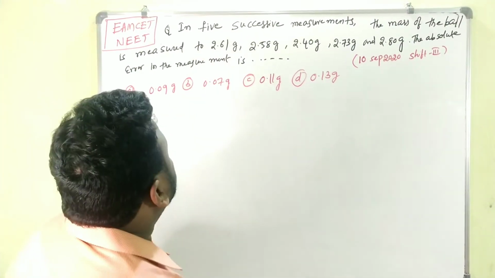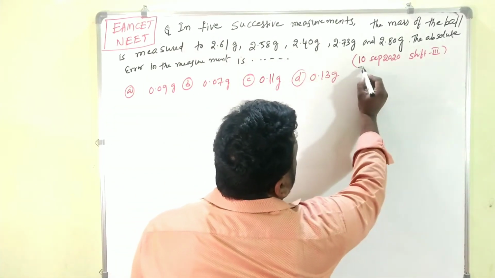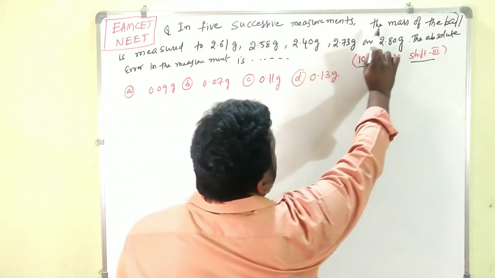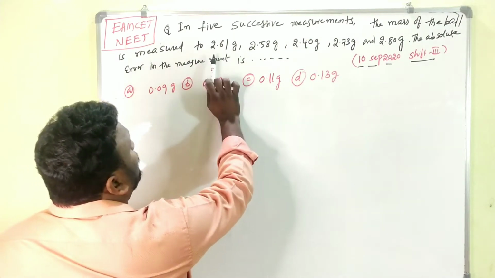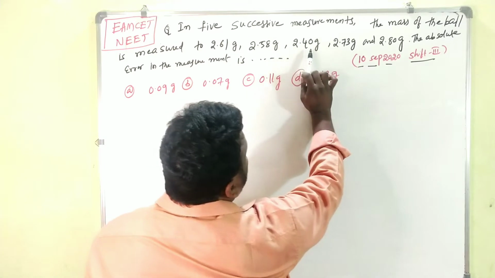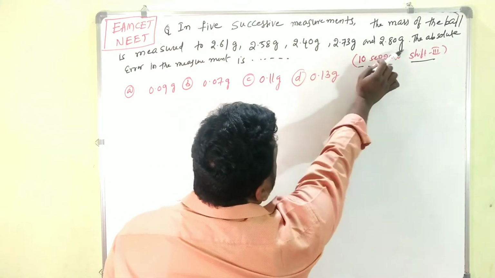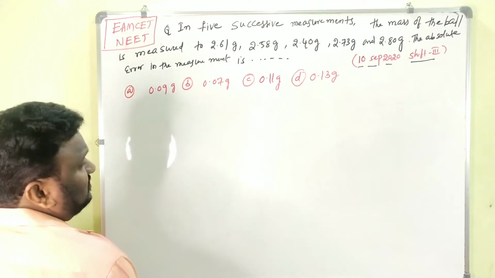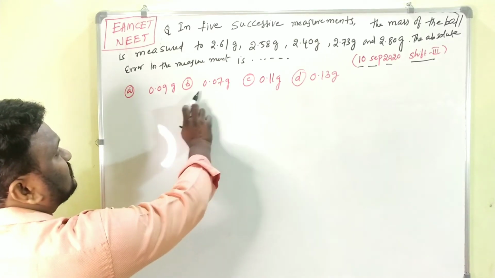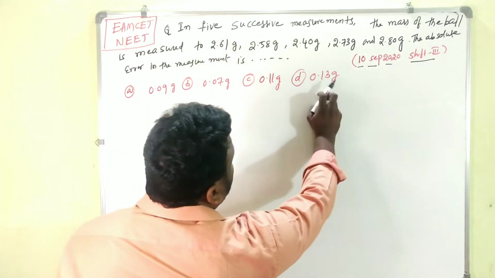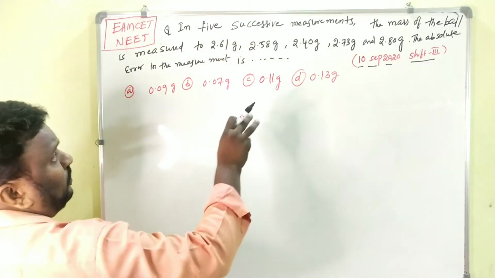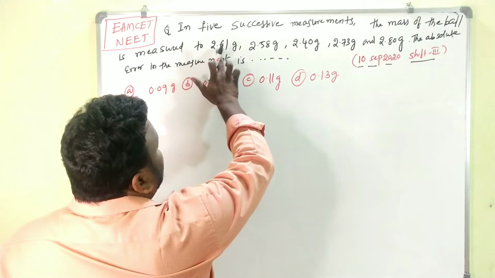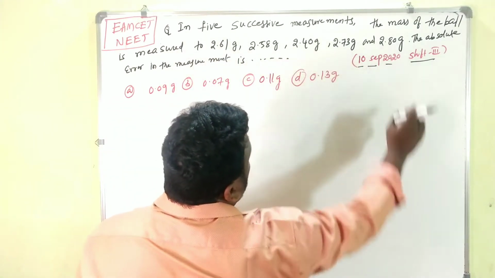This question was given in the exam on 10th September 2020, shift 3. The question is: in 5 successive measurements the mass of the ball is measured as 2.61 grams, 2.58 grams, 2.40 grams, 2.73 grams and 2.80 grams. The absolute error in the measurement is, and the options are 0.09 grams, 0.07 grams, 0.11 grams, 0.13 grams. So the question says there is a ball, and its mass was measured 5 times, and the masses are 2.61, 2.58, 2.40, 2.73 and 2.80.